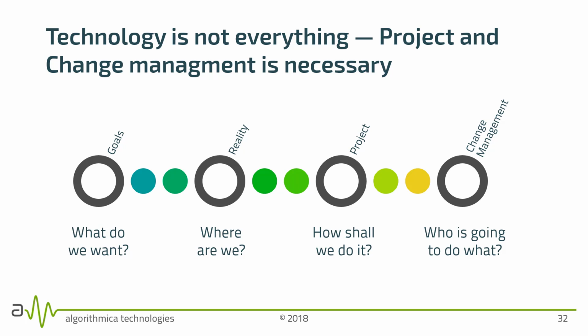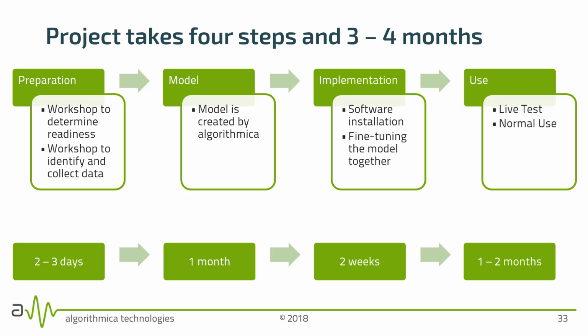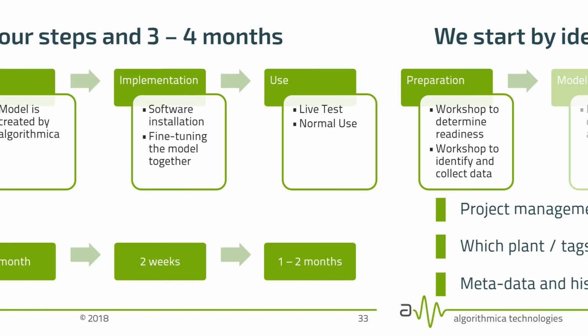First, we need to decide what do we want to do, what are our goals, then to discuss where are we currently, how shall we accomplish our goals in a project environment, and lastly, who is going to do what, and that involves some change management. The project usually takes 4 steps. The first is to perform a couple of workshops. In the second, the models are created. In the third, the software is installed and operated. And in the fourth, we test use the software in the actual live plant.